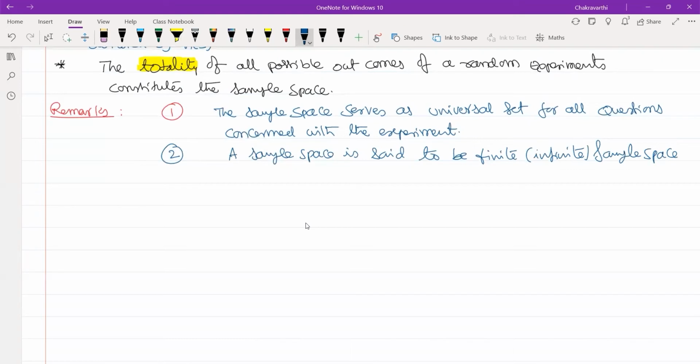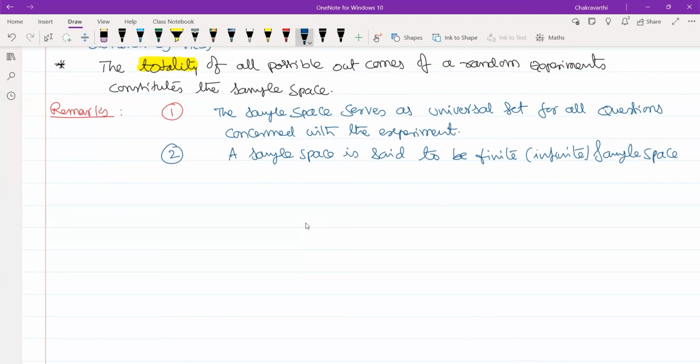To solve the problem, read the problem carefully and identify the sample space. That is very, very important. Some of the students face problems identifying the sample space. If you know how to identify the sample space, there is no new problem. Some questions are very frequently asked models. No doubt about these problems. For any problem, first of all, identify the sample space.